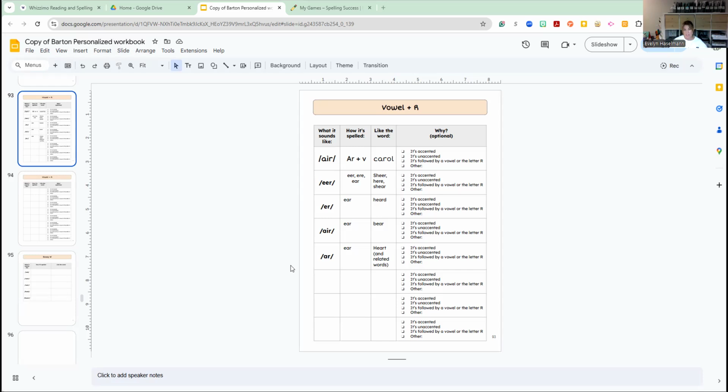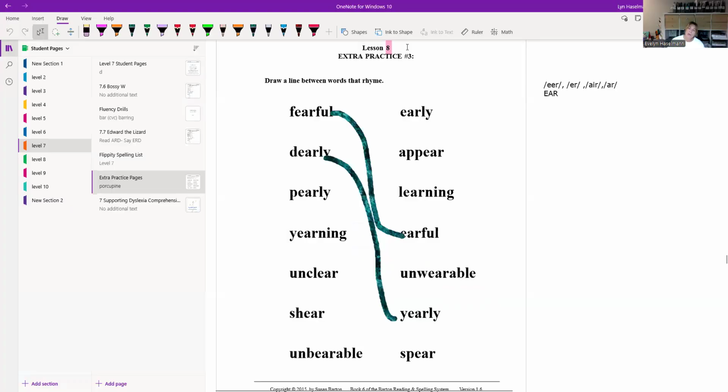All right, let's switch screens. Draw a line between words that rhyme. So let's see, what do we have here? We've got fearful and earful, dearly and yearly. Pearly rhymes with early. Yearning rhymes with learning. Unclear. Let's go to up here, since those are both multi-syllable. Sheer and spear and unbearable, unwearable.